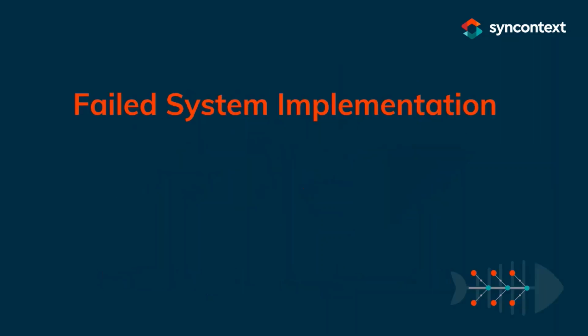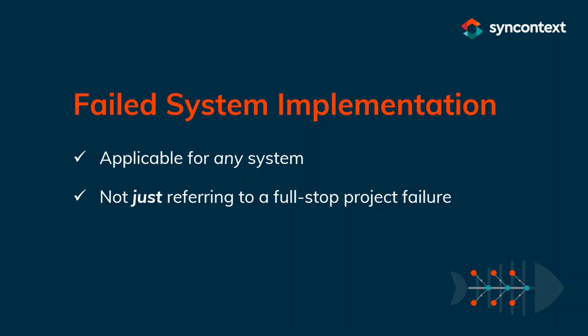Now, this is a topic that's relevant for the implementation of really any system, whether it's a management system, optimization system, or an ERP system of some kind. And when we say failure, it's important to note that we're not just talking about the situations where a project is scrapped completely during the implementation stage. We're also referring to situations where the implementation process may have been a relative success, but the system just didn't live up to expectations in the weeks, months, or years following.